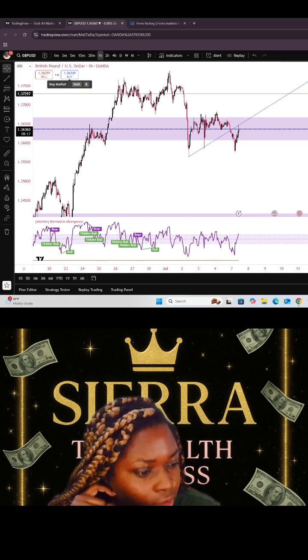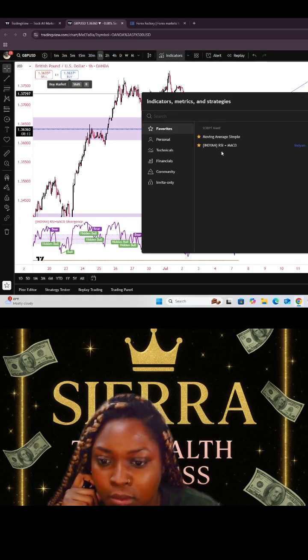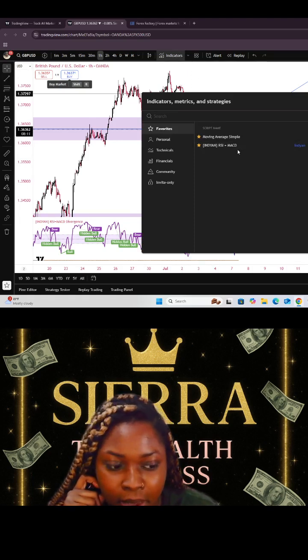What indicator is showing you to buy and sell at the bottom? This is this RSI plus MACD indicator by Indian.